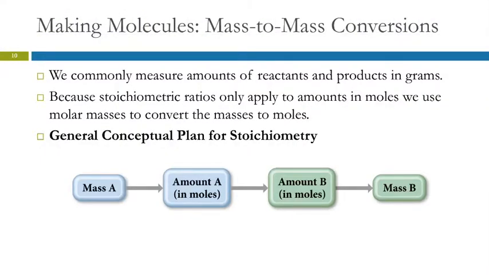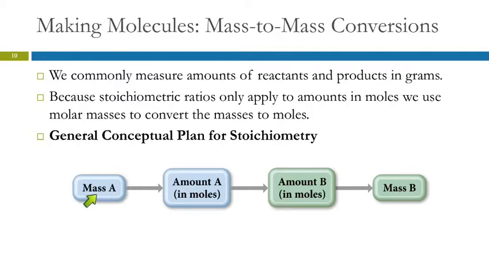Well, we can't measure things in moles. We measure things in grams, right? So we need to expand this idea and start with mass and end up with mass, because we could find out what mass of octane was burned, and we would be more interested in the mass of CO2 that was produced. So this is the general plan, the general path for stoichiometry problems.